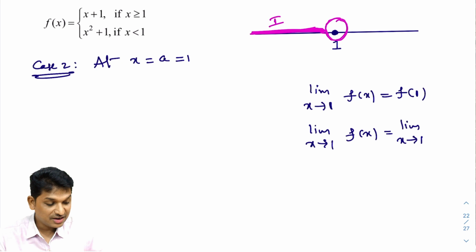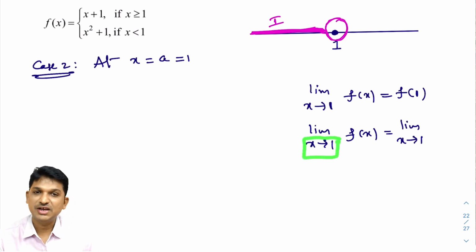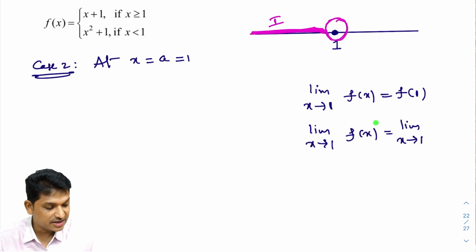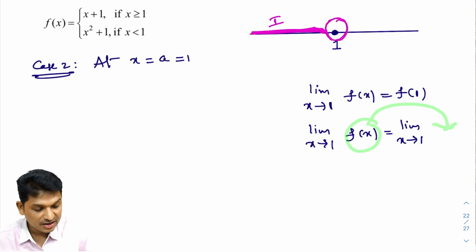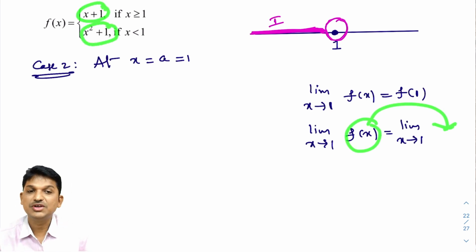Already we discussed these things, I don't want to spend much time on this. What you need to know here is that x approaches to 1 means x values are slightly less than 1 or slightly greater than 1 but not 1. So now you tell me what function to write here. x plus 1 or x square plus 1? Please answer.